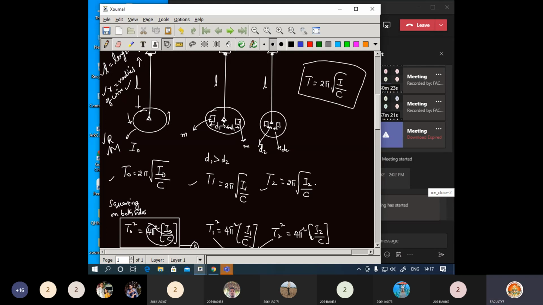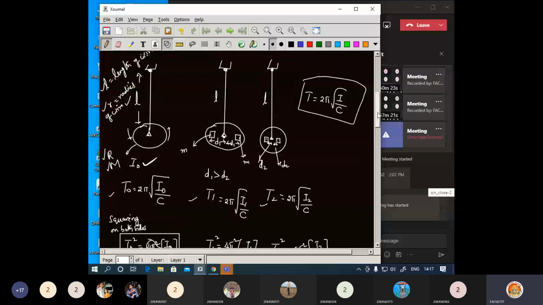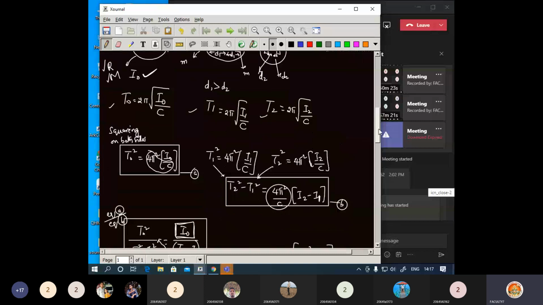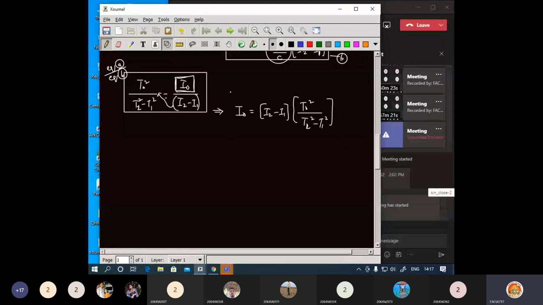Now I2 means it is the moment of inertia with these two masses on the disk. Now what is I naught actually? I naught is the moment of inertia without any extra masses added, so it gives the moment of inertia of the disk. So what was the concept? We are going to find the moment of inertia as well as the rigidity modulus. So this is the expression for the moment of inertia of the disk.